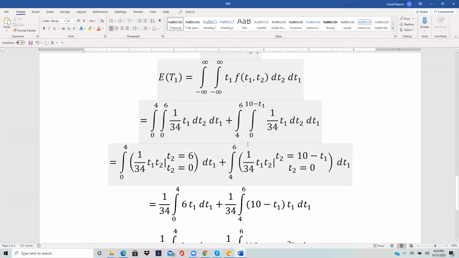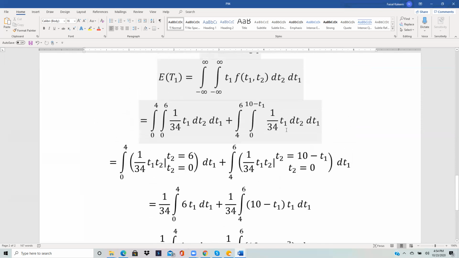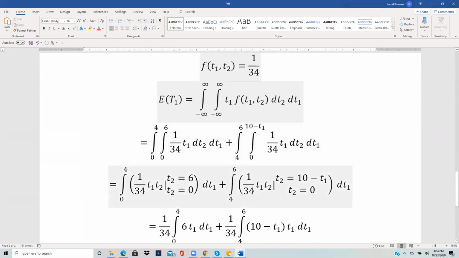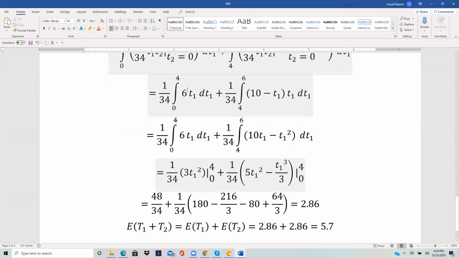So after we've set these up, it's a routine thing. The first integral is with respect to T2. The 1 over 34 times T1 is constant, and the integral of dt2 is just T2, and T2 goes from 0 to 6. Then in this part, again 1 over 34 times T1 is constant, and the integral of dt2 is just T2 from 0 to 10 minus T1. After you substitute the limits, you get this, and then it's just one variable integration. The 6T1 integrates to 6T1 squared by 2, so that's 3T1 squared, and similarly this one.